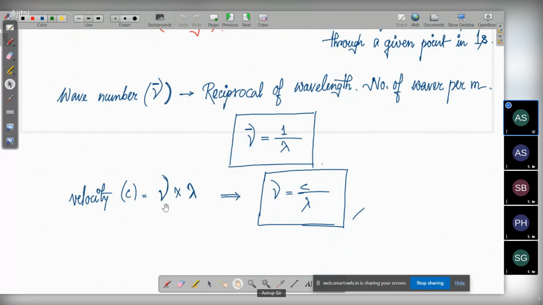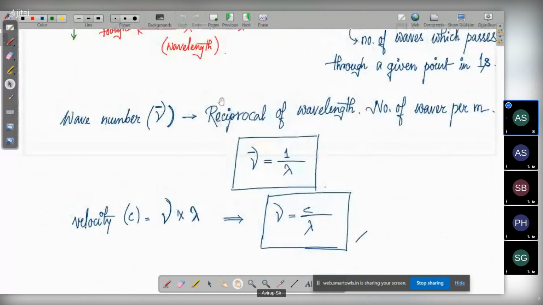Suppose the frequency is 10, meaning there are 10 waves in 1 second of time, and suppose lambda is 1 meter. Then what is my velocity? 10 into 1 meter per second, that's ultimately 10 meters per second. That is the velocity of the wave. So velocity is how fast the wave is propagated.